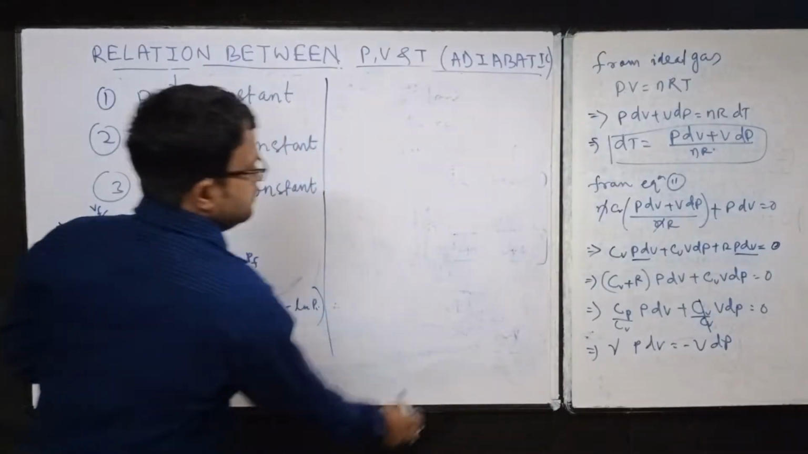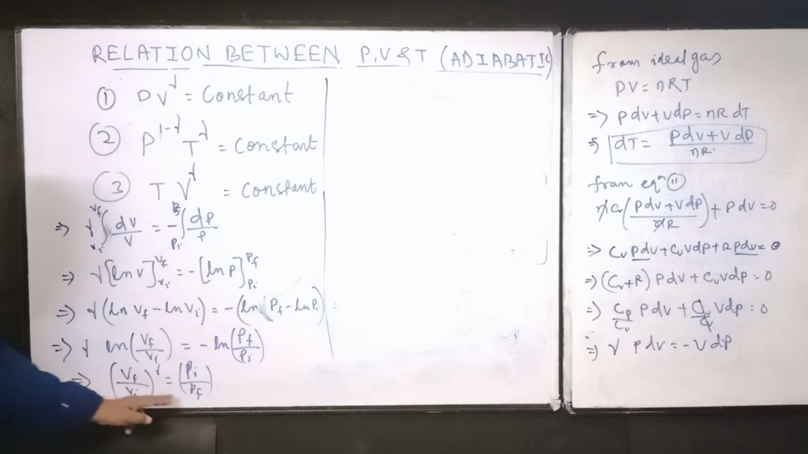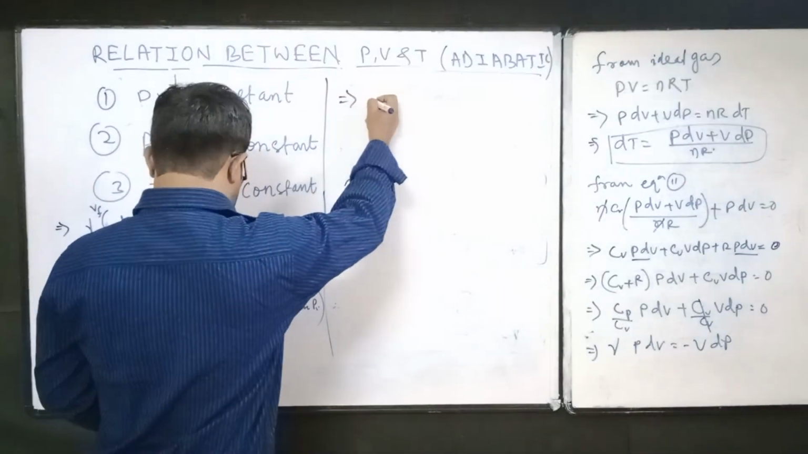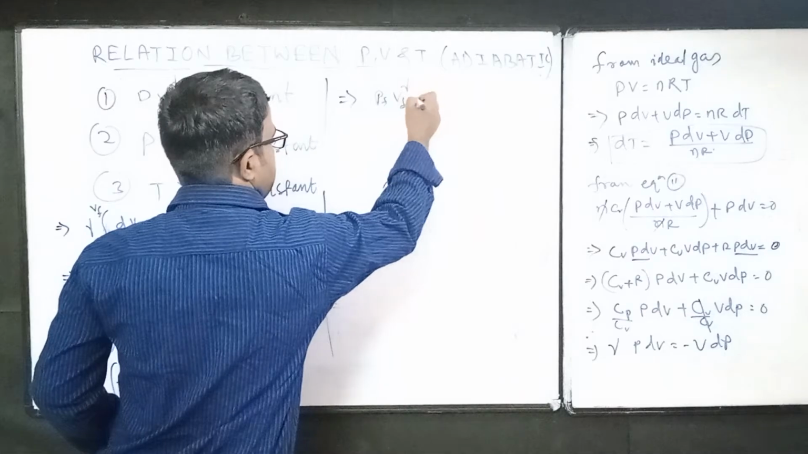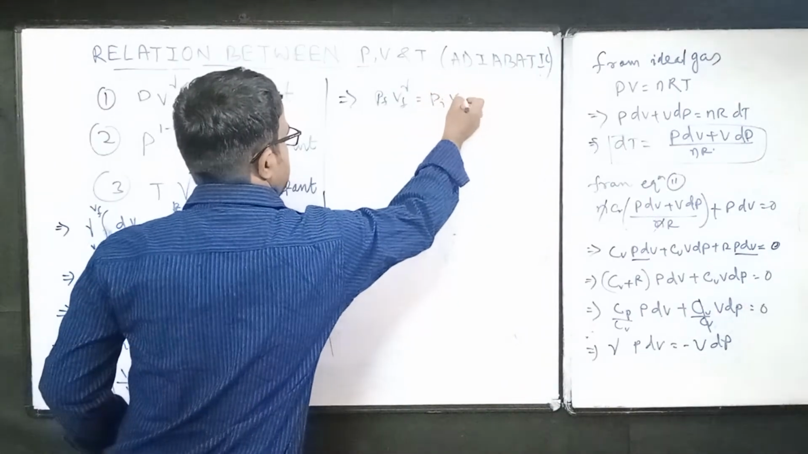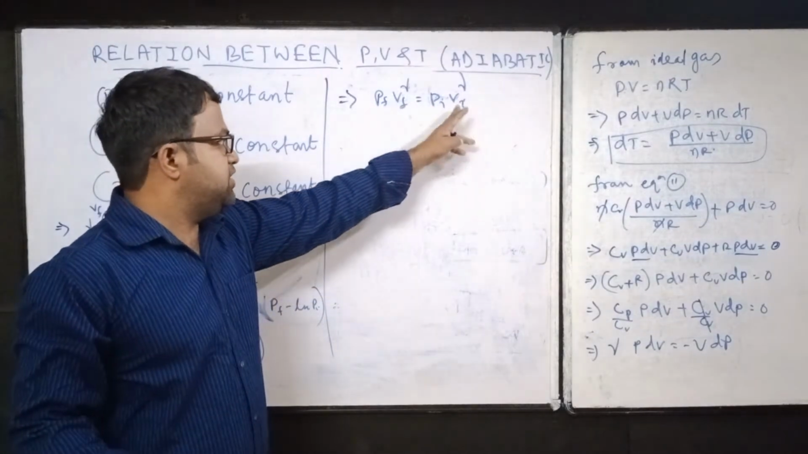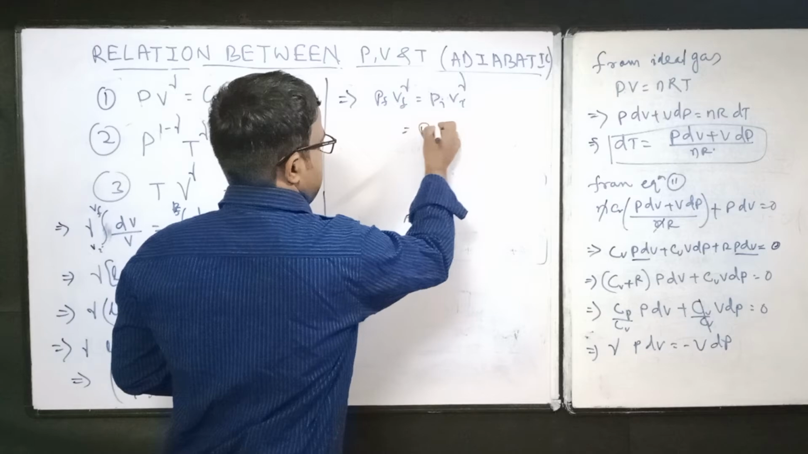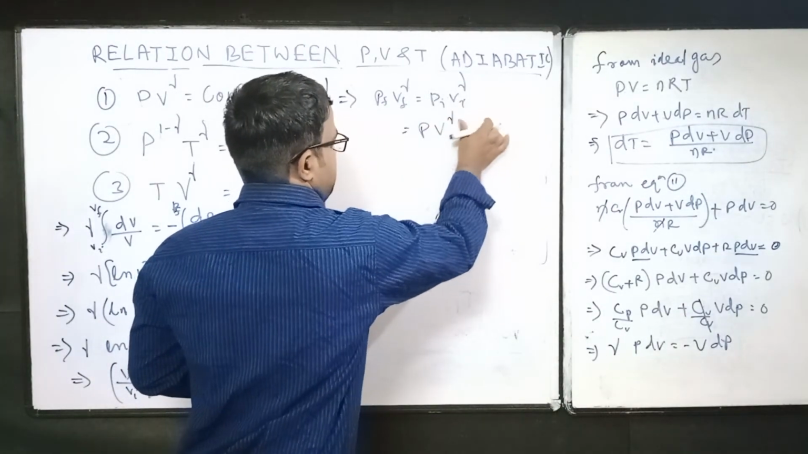Yeah, so now I'll cross multiply. You see, Pf Vf to the power gamma, Pi Vi to the power gamma. If I cross multiply, I'll get Pf Vf to the power gamma equal to Pi Vi to the power gamma. So when this is initial and this is final, we can write that for any pressure and any volume, P V to the power gamma is a constant.